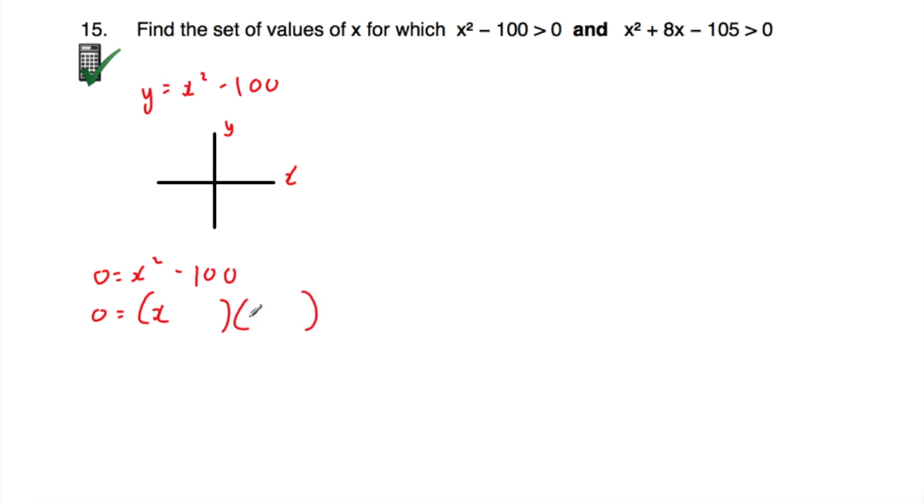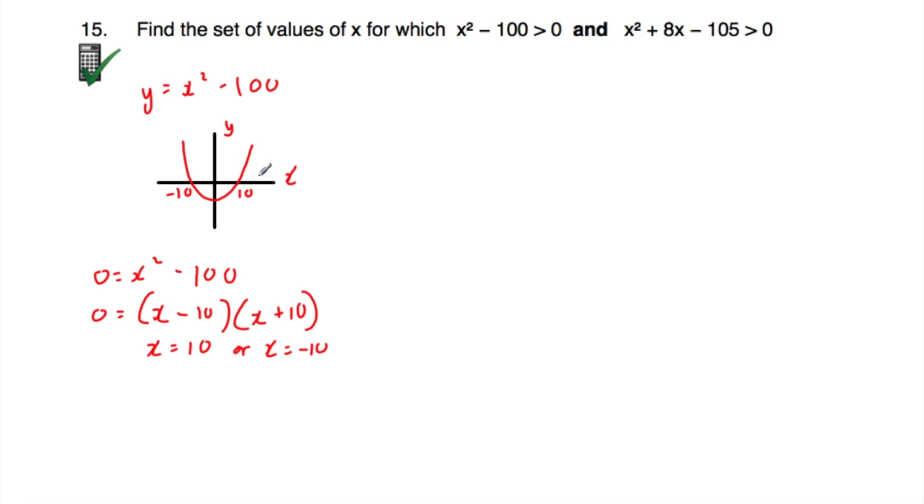So we'll have an x at the front of both brackets, a minus and a plus, and then 10 and 10. So that means that either x is equal to 10 or x is equal to negative 10. So our quadratic would look something like this, and it'll cross the x-axis at negative 10 and 10. And we want to find where this quadratic is bigger than 0. So we want to find the values of x where x squared minus 100 is bigger than 0.